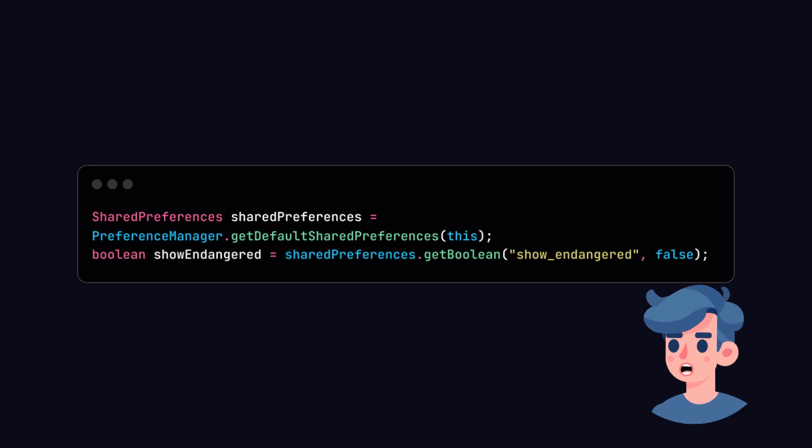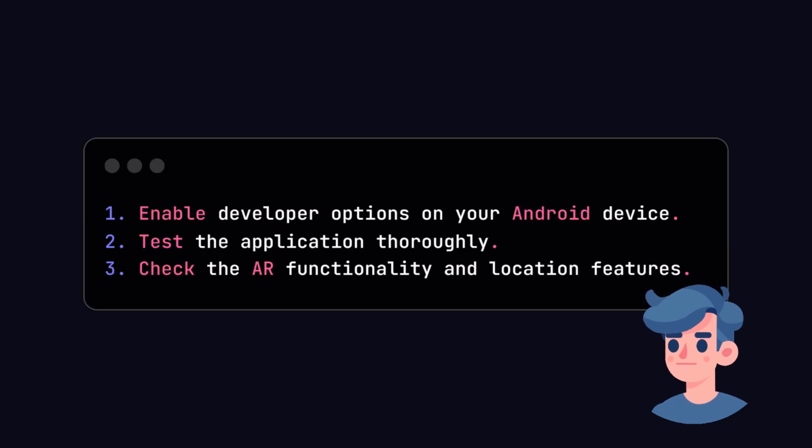To make this application customizable, consider implementing user preferences to filter the types of species displayed in AR, like endangered animals or local species. You can use shared preferences for this purpose. Finally, test your application on a physical device. Ensure you have ARCore compatibility and check your device's location services as well.